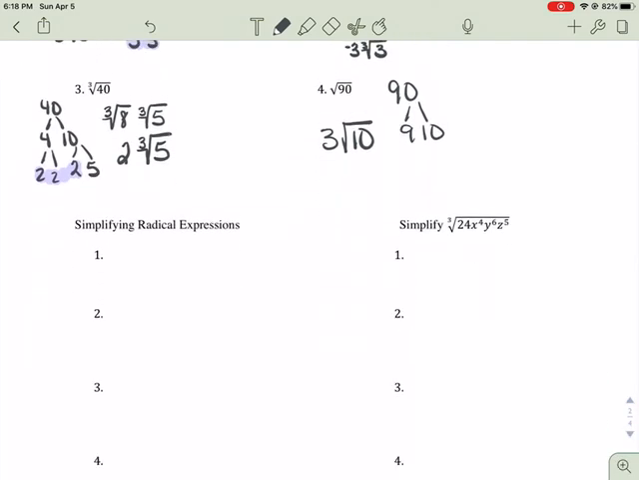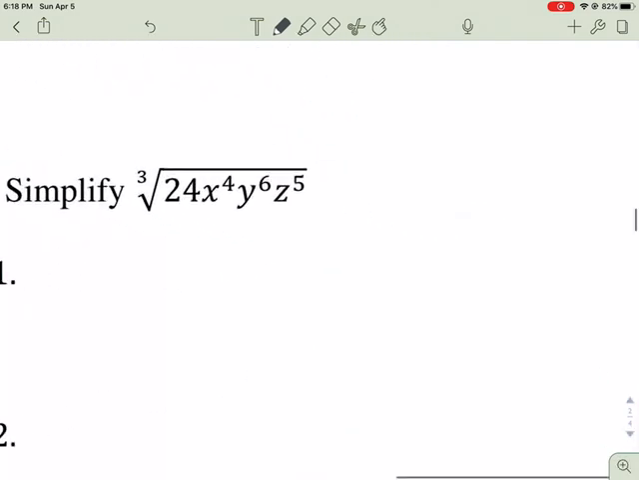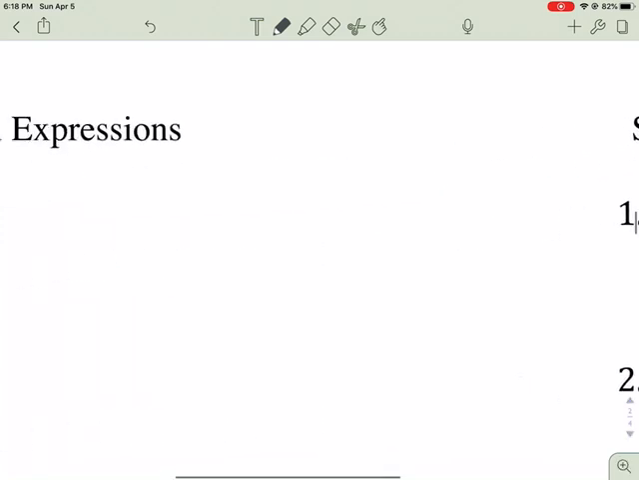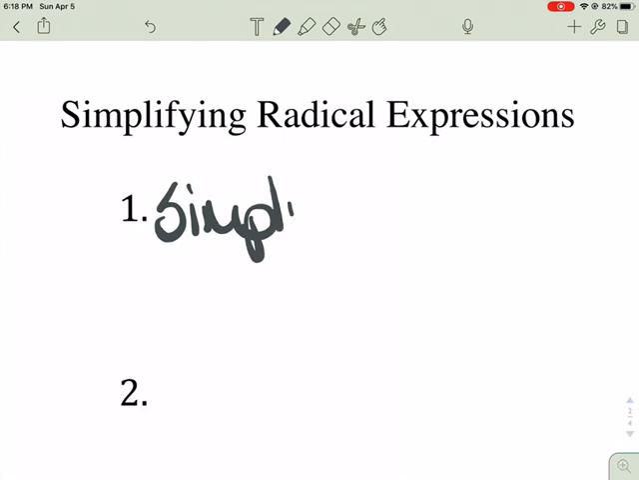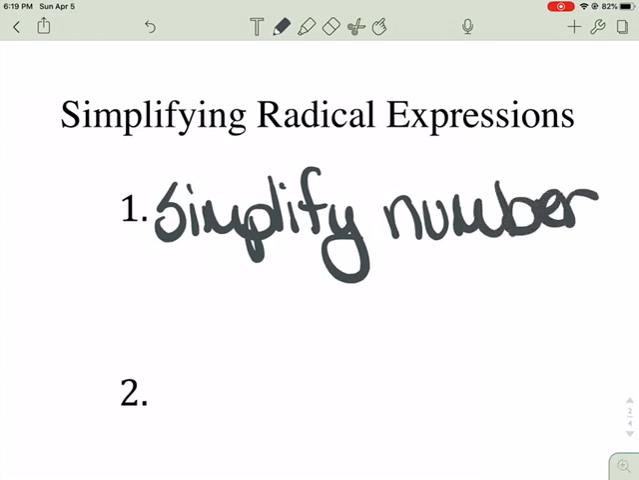Okay. All right, let's take a look at something a little bit more involved. So here we have variables involved, and that's going to be a little bit different. So when I do these, I break it down into numbers and then variables. So first thing we're going to do is simplify the numbers.